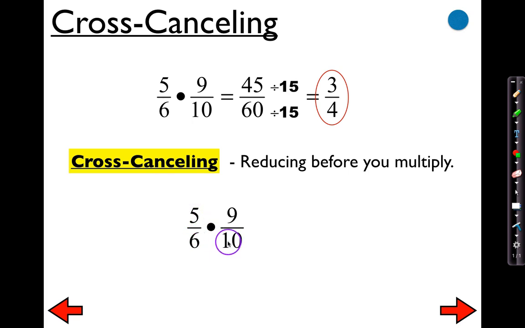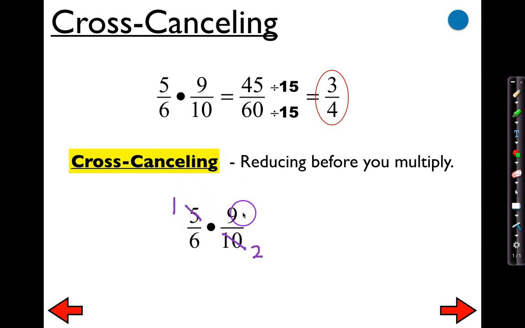Yes, they both have a factor of 5. So I'm going to go ahead and reduce it. 5 divided by 5 is 1. 10 divided by 5 is 2. So notice my numbers are now smaller. I'm going to repeat the process here with 6 and 9.